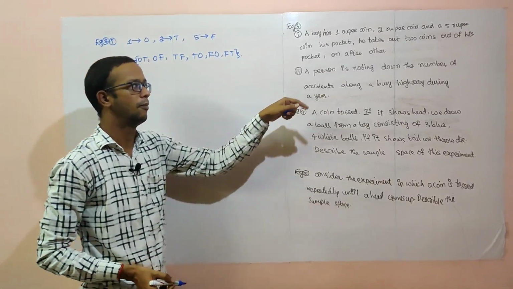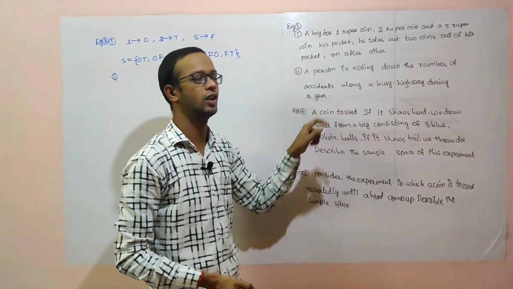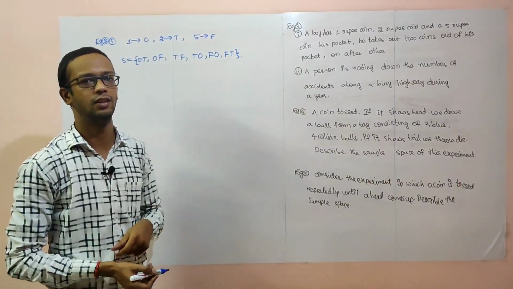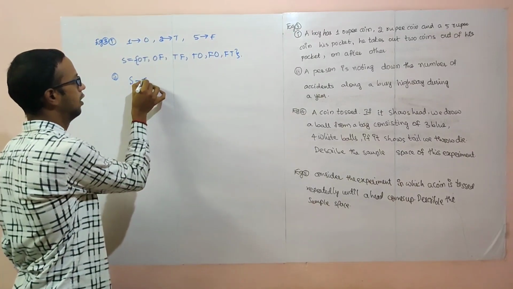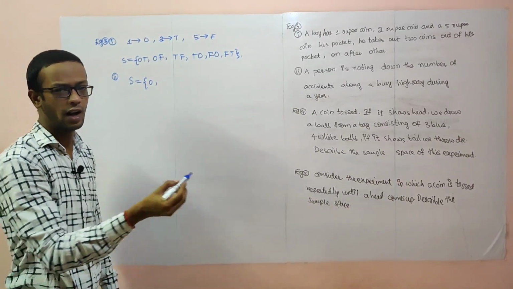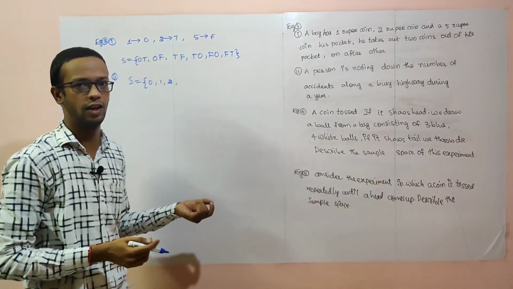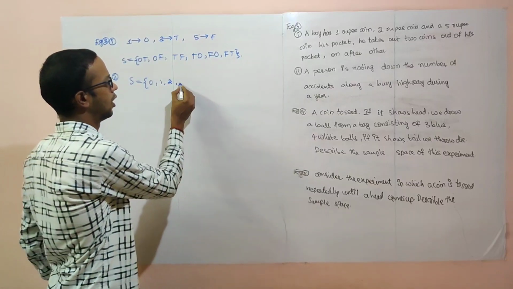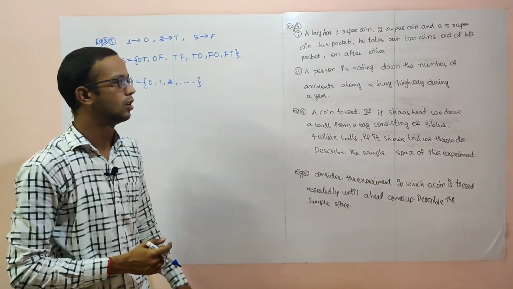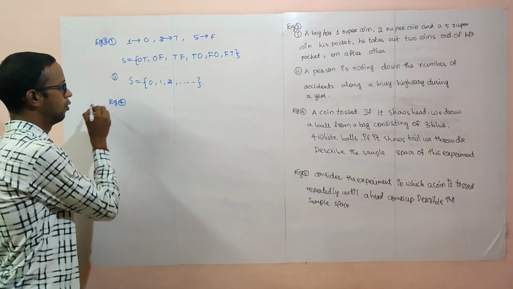Next, number 2. A person is noting down the number of accidents along a busy highway during the year. In 1 year, he is writing the number of accidents on the highway. So what is the sample space? Sometimes there is no accident, so 0 accidents is a possibility, 1 is also a possibility, 2 is also a possibility. Sometimes 1 accident will happen in a year, sometimes 2 accidents, and so on. We can't say a particular number of accidents that will happen in 1 year.